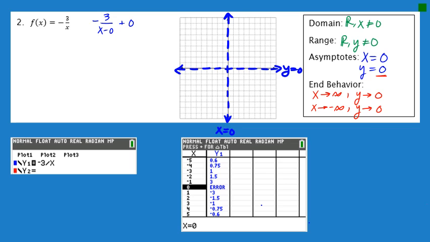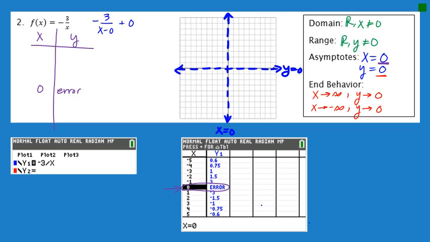And now we can move on to our table. So in our table, the thing you want in the middle is always your vertical asymptote, or your x asymptote. So I want 0 to be in the middle, and I know that is where my calculator is going to give me an error. And if you look here, I have it highlighted on the table.